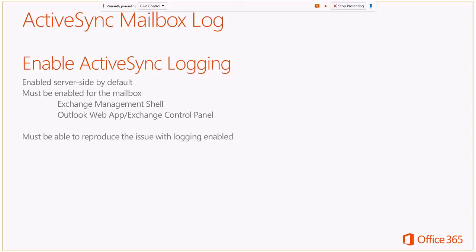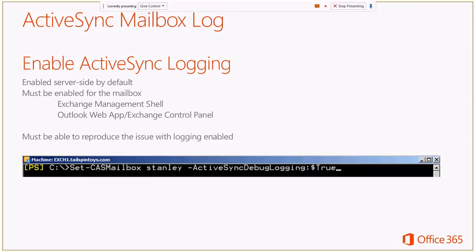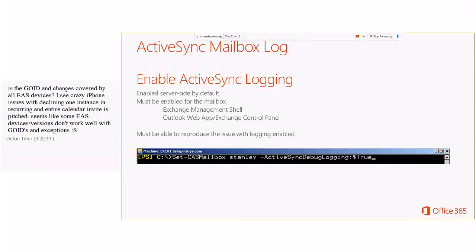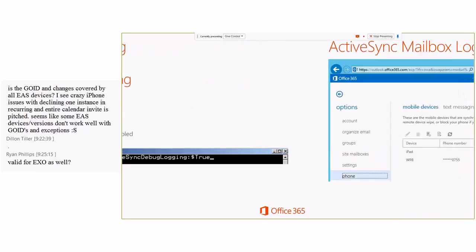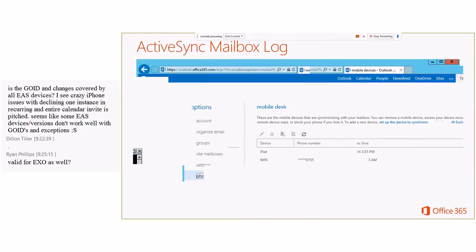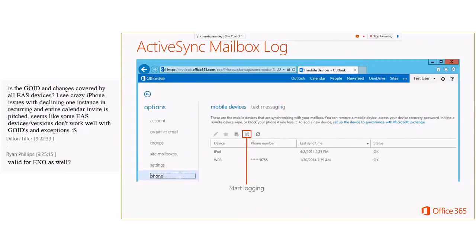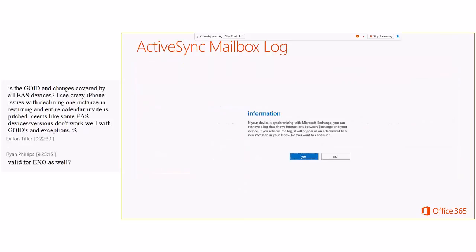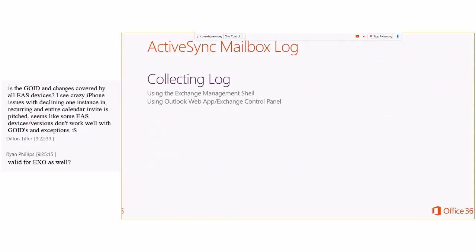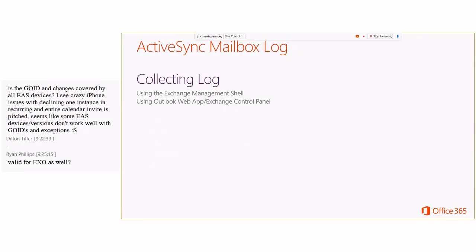From the shell, it's just the Set-CASMailbox cmdlet with -ActiveSyncDebugLogging, setting that to true. And then from OWA or through the ECP, if you go to the phone section and under mobile devices, you can highlight a device and click on the Start Logging button. When you do that, it's going to prompt you with this little warning. You can just say yes, and then the logging will be enabled. To collect the log, you can collect it the same way you enabled it, either through the shell or through ECP.